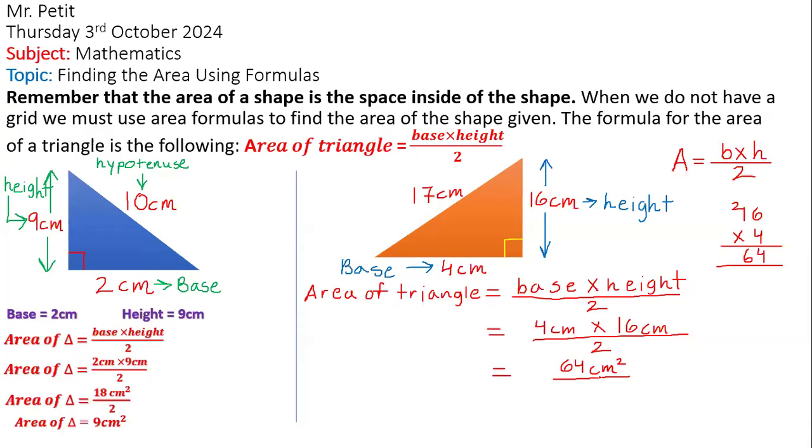So 64 centimeters squared, we're going to divide that by 2. That'll be 32. How many times does 2 go into 6? 3 times. 2 times 3 is 6. 6 minus 6 is 0. Bring down the 4. How many times does 2 go into 4? Twice. 2 times 2 is 4. And 4 minus 4 is 0. So it's going to be what? 32 centimeters squared.